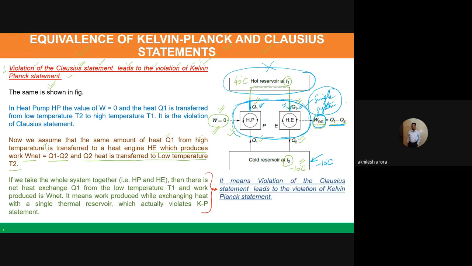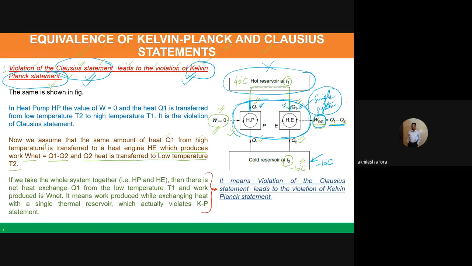So you have seen that if the Clausius statement is violated, it also leads to the violation of the Kelvin Planck statement. So both these statements are equivalent to one another. In the present scenario, we considered the violation of the Clausius statement, and from there we have proved that the Kelvin Planck statement is also violated.